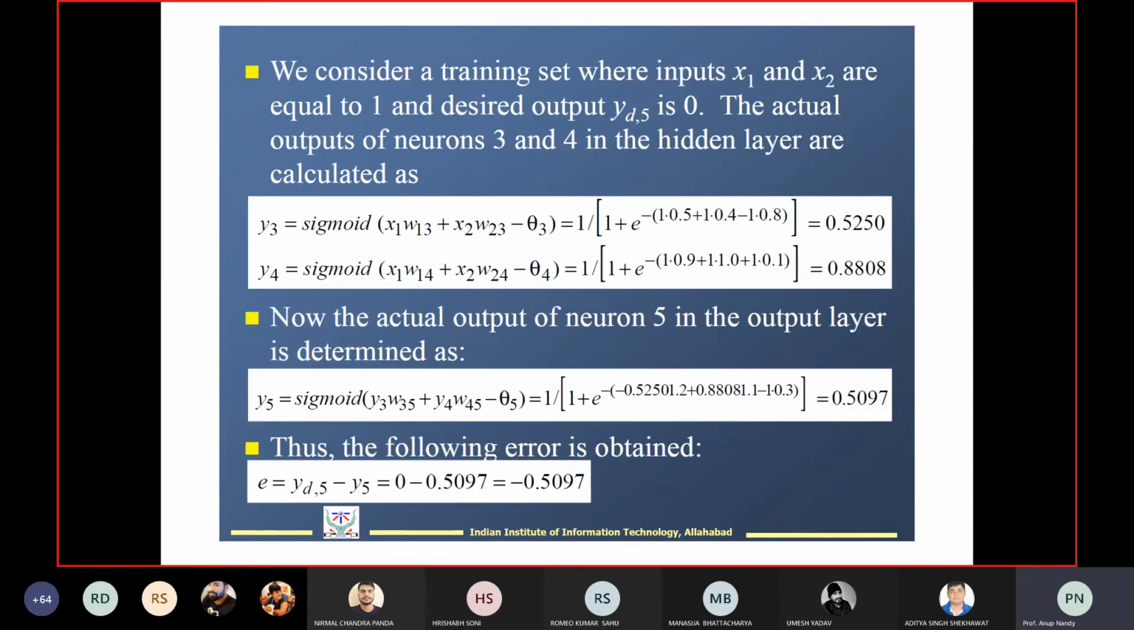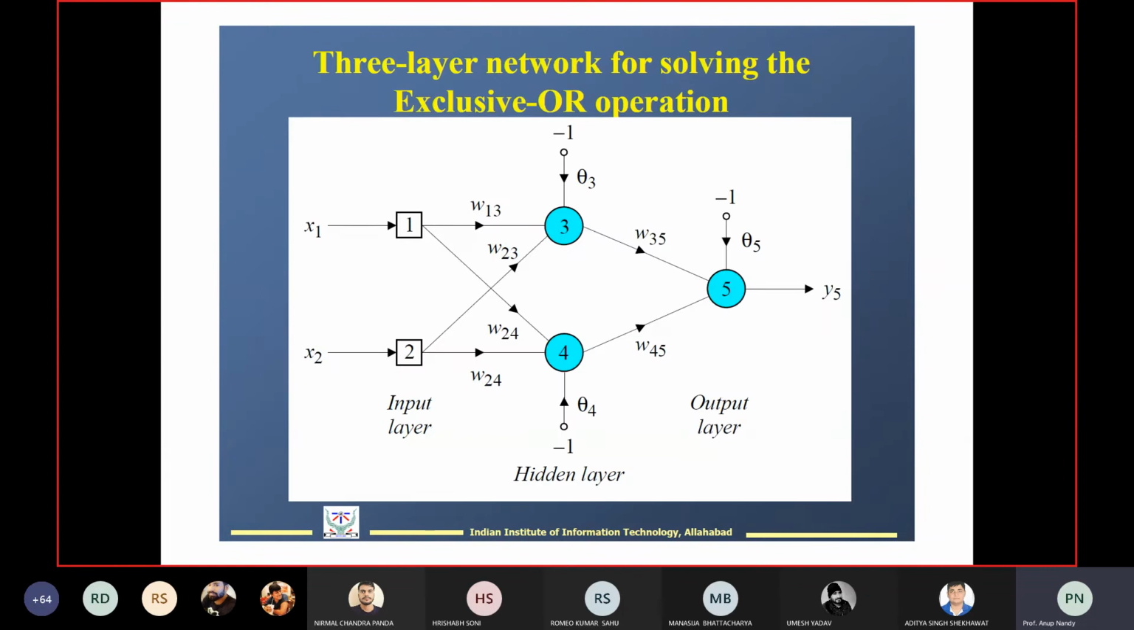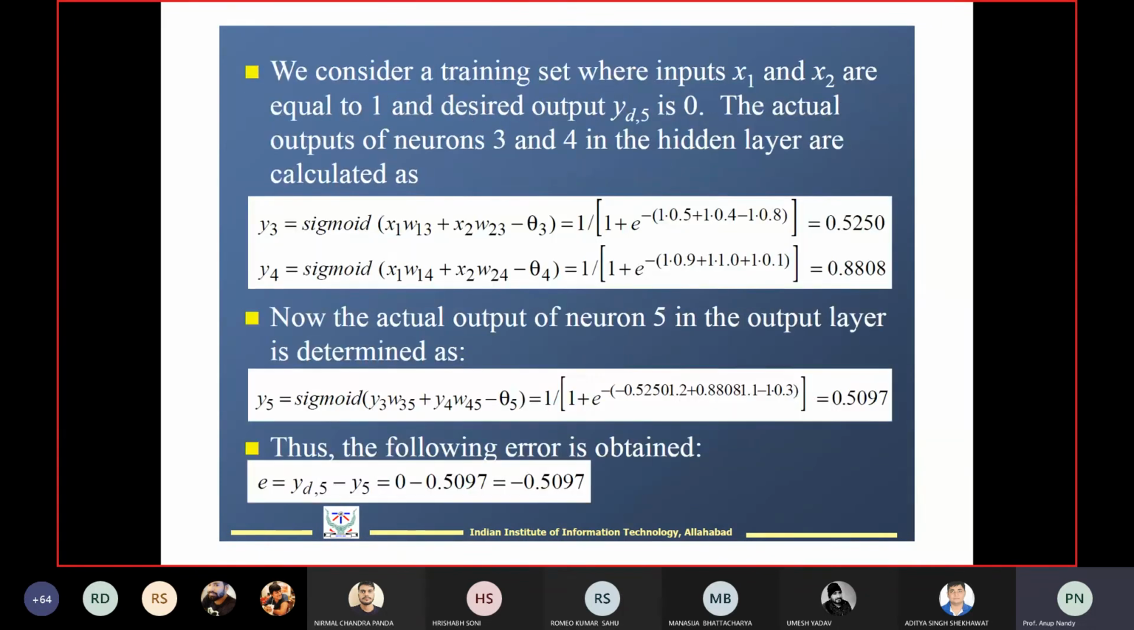So this is a hands-on application, so you can test it by yourself. I can send you this PPT, you can check it. Now you have to consider a training set where the inputs x1 and x2 are equal to 1 and the desired output is 0. Now the actual outputs of neurons 3 and 4 of the hidden layer are calculated, because you need to calculate the actual output of 3 and the actual output of 4 in the hidden layer. So y3 and y4 you have to compute.